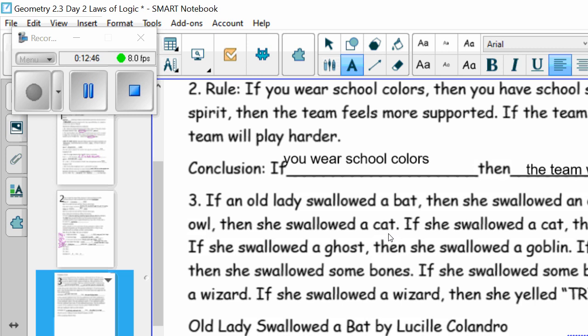So all of the old lady books are examples of law of syllogism. Also, the If You Give a Mouse a Cookie books, those are examples of LOS. Okay, and then there's also law of syllogism in marketing. These are DirecTV commercials. In class, we will look at some that are school appropriate. Sorry, no Charlie Sheen allowed in school. But these are examples of law of syllogism.